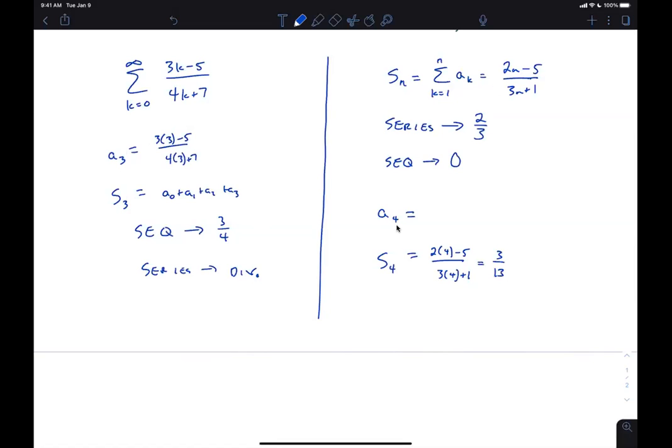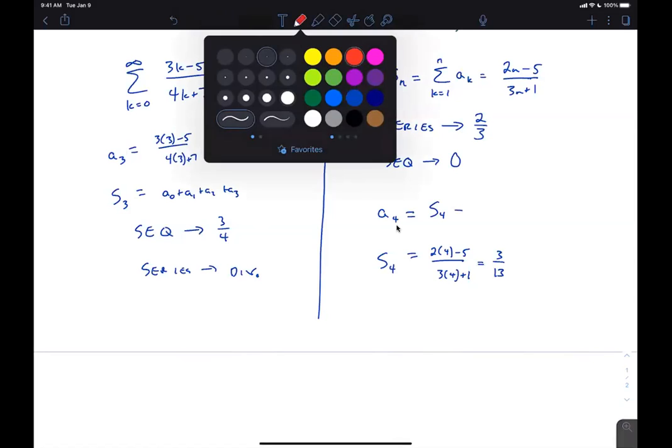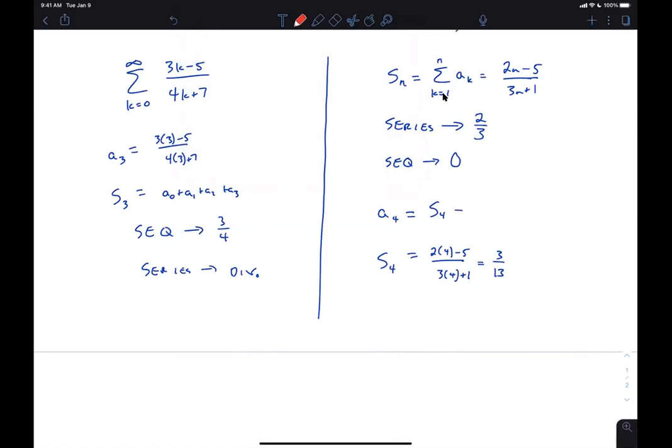A4 is hard. We can get A4, but the way we get it is we take S4 and we subtract something. So S4 would be the sum from 1 to 4. So S4 is A1, A2, A3, and A4, all added up because this one starts at 1. So what could I subtract from that to get just A4? We subtract A1, A2, and A3, the sum of that. But how can I use this to get the sum of A1, A2, and A3?